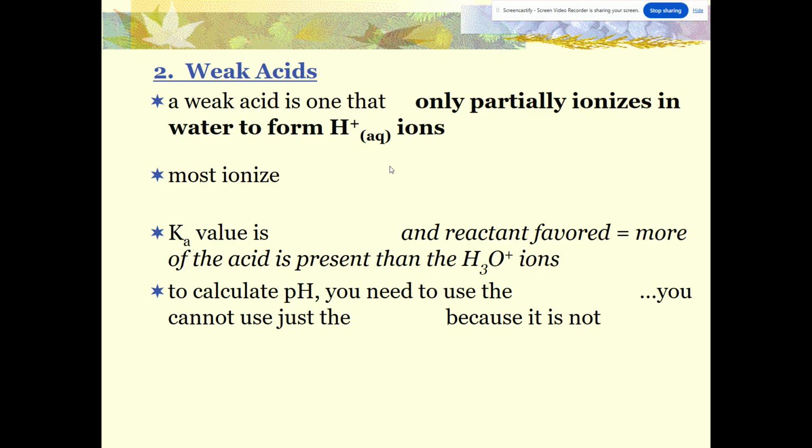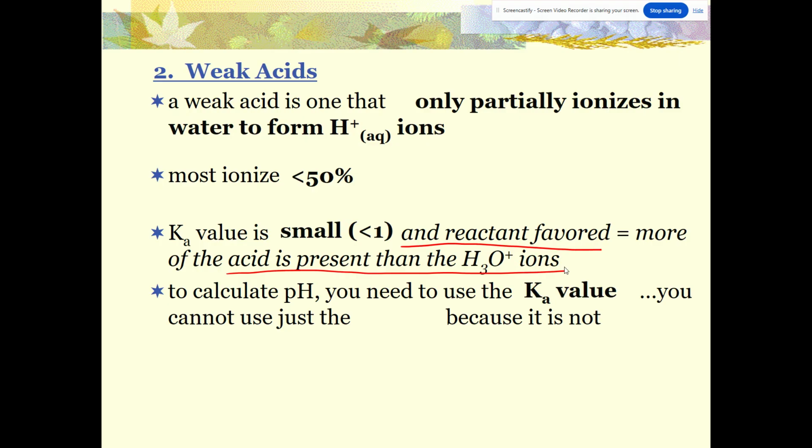Okay? Now, what do we do when we have a weak acid? Weak acids are not ionizing all the way. They're actually only ionizing partly, usually less than 50%. So that means that it is reactant favored. There is more acid present than the hydronium ions that it is ionizing into.